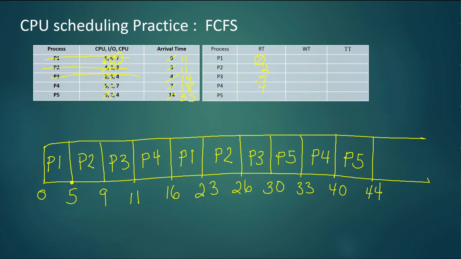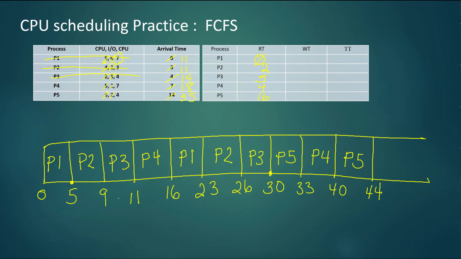And P5's response time is going to be 16, because P5 arrived at time 14 and did not get on the CPU until time 30. Again, if your ties were broken differently than mine, then you would end up with slightly different results on your response times and your turnaround times.